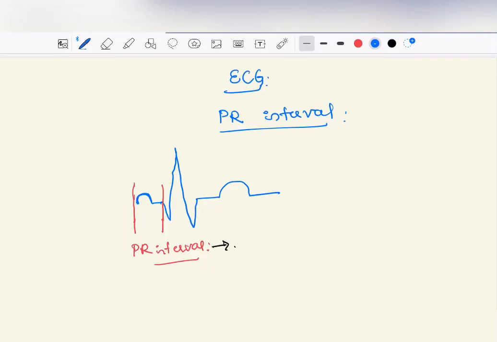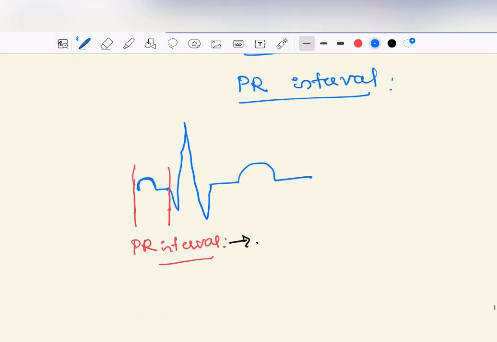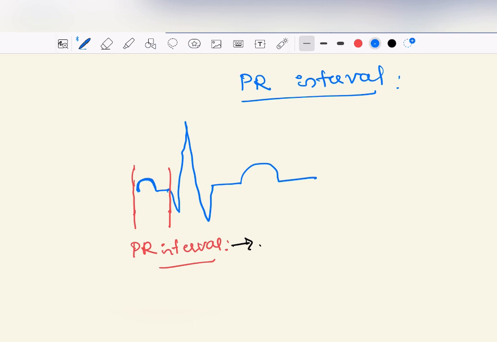Hello friends, in this video we are going to discuss the PR interval of the ECG. So what is the PR interval of the ECG? If you take the ECG waves, this is your P wave, Q wave, R wave, S wave and T wave. And the interval between the onset of P wave and the onset of QRS complex is known as the PR interval.